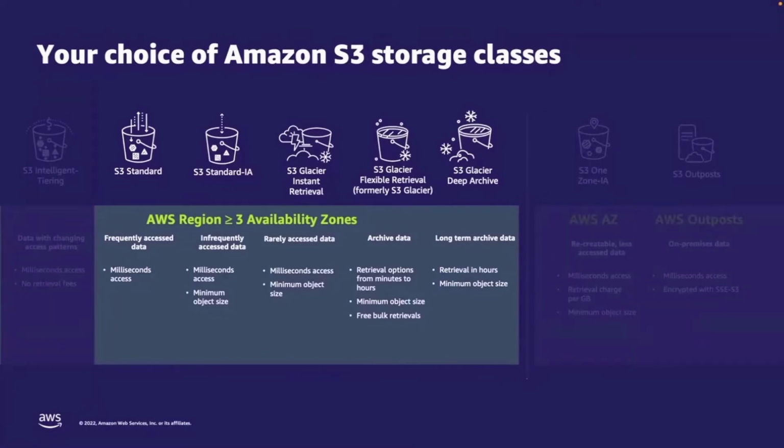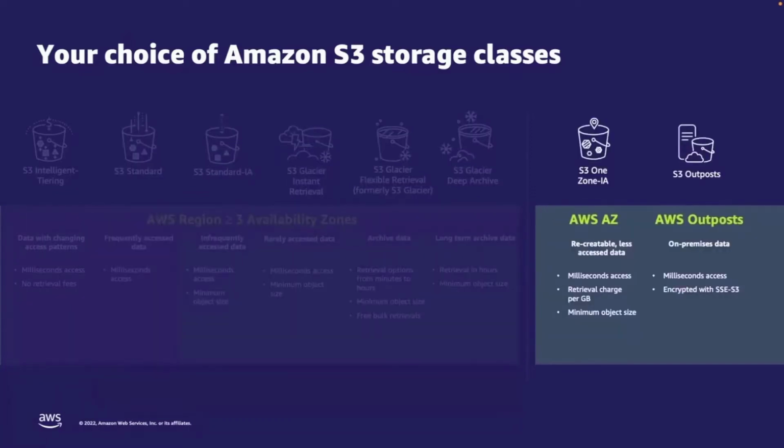And for archive data that does not require immediate access, S3 Glacier Flexible Retrieval delivers additional cost savings with retrieval times of minutes to hours. And S3 Glacier Deep Archive has the lowest cost storage in the cloud with data retrieval in hours.